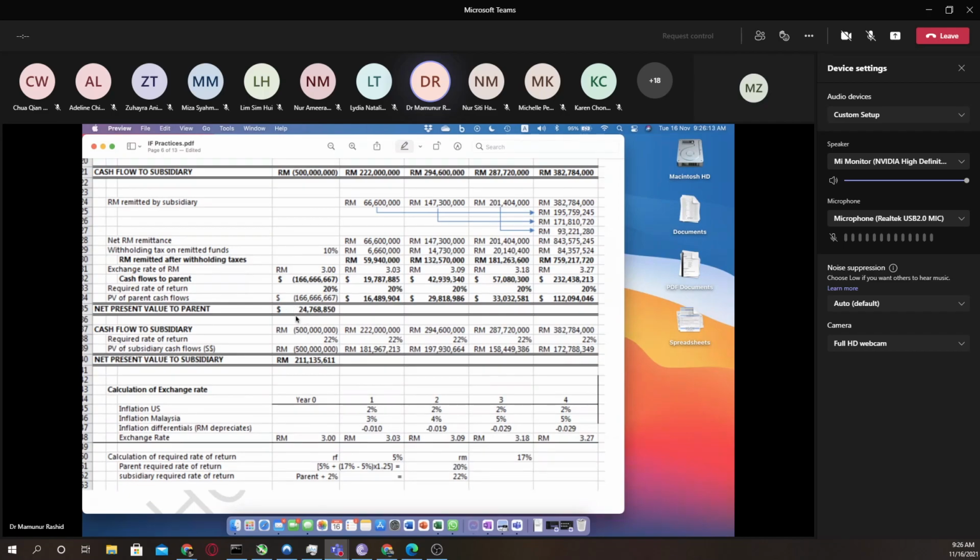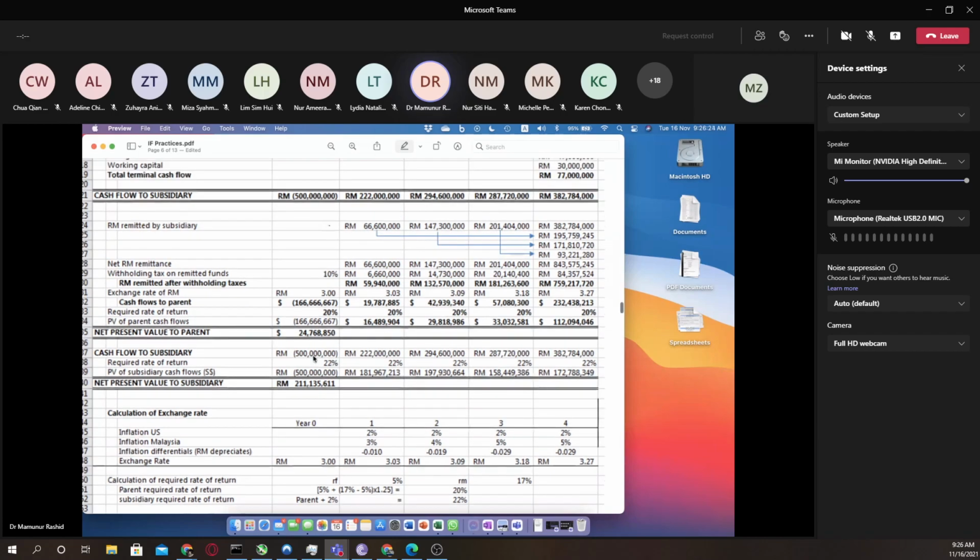And the cash flow to the subsidiary company is calculated based on 22% cost of capital, which is based on the original Malaysian ringgit. You see, 500 million is 500 million, 222 is 220, it's the original figure. This is the figure that you can transfer 100% back to the company. But you are not transferring anything because this is the subsidiary figure, right? You are not transferring anything to the parent. This is the net present value for the subsidiary.